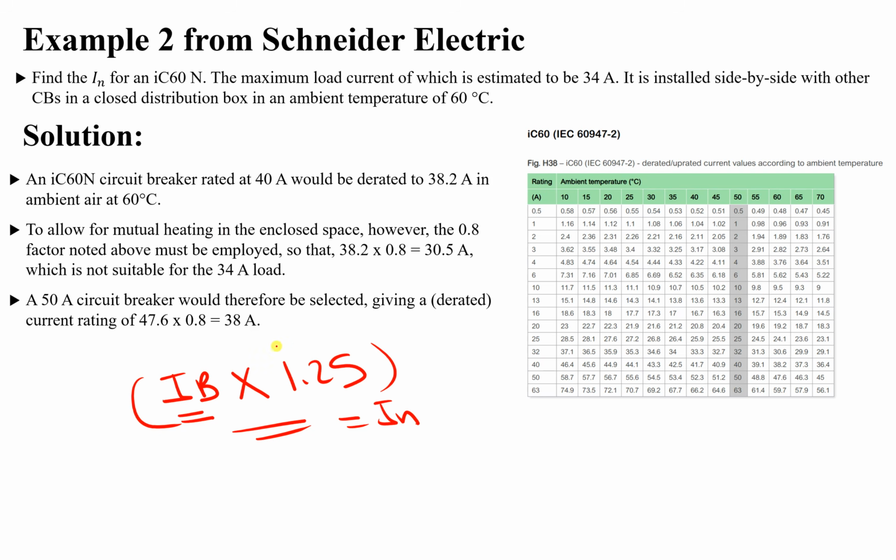So some engineers consider this as for the derating condition. Other engineers may multiply by 1.25 for future expansion. So it depends on why they do this or why they add this factor.